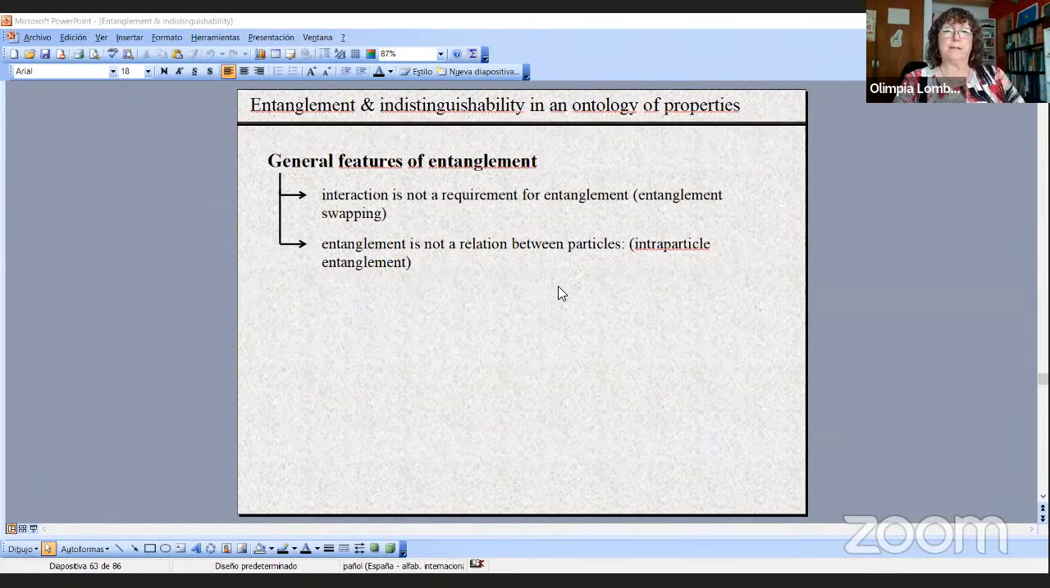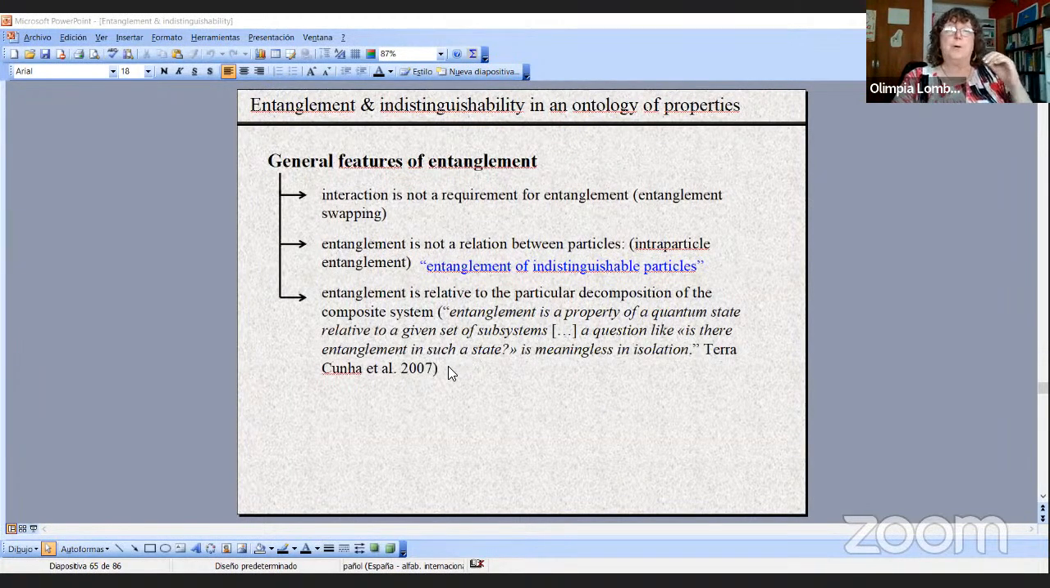There is intraparticle entanglement. By contrast with these results in physics, in general, people talk about entanglement of indistinguishable particles. And more important, entanglement is relative to the particular decomposition of the composite system. For instance, in a very cited paper, it is said, entanglement is a property of a quantum state relative to a given set of subsystems. A question like, is there entanglement in such state, is meaningless in isolation. This is something that has been discussed, for instance, by John Ehrman a lot, not in the case of indistinguishability, but in the case of the definition of entanglement.